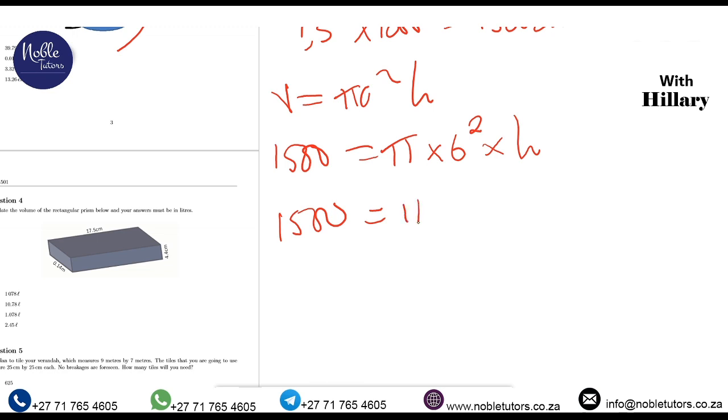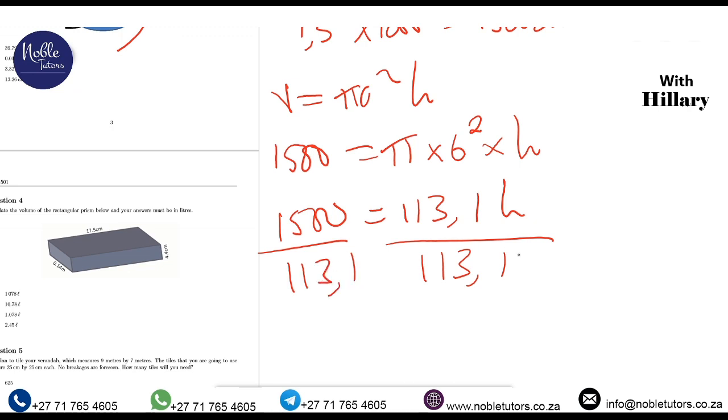We'll get 113.1 times h, right? So having done this, we remember our main objective is to know how much is the height, which is the h. So we divide both sides by 113.1. This will cancel with that. So our height will be 13.26 centimeters.